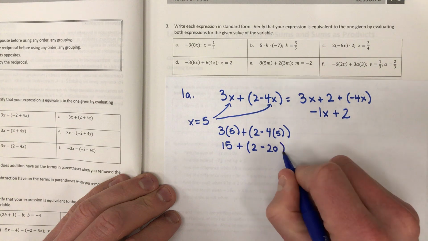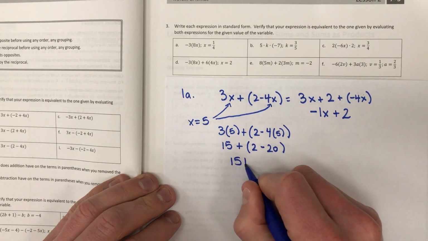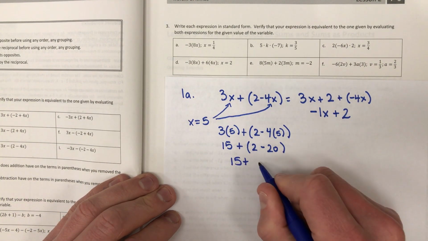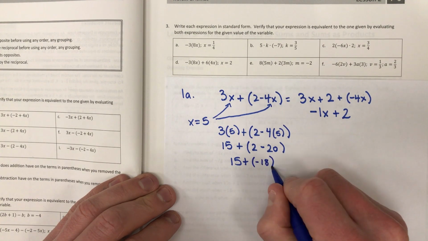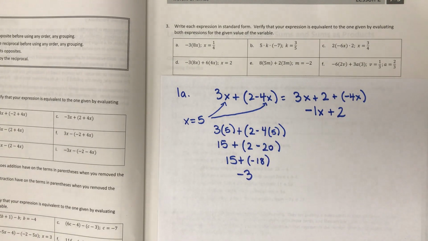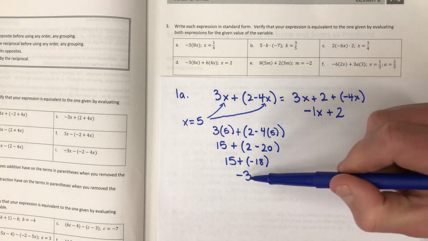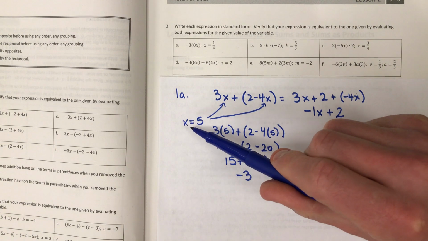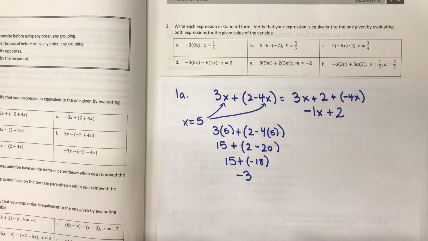the 4 times 5. And so that's 15 plus, well, 2 minus 20 is negative 18. And so when you add those two things up, you get negative 3. So this expression evaluated to negative 3 when x equals 5. That's how we would say what just happened.